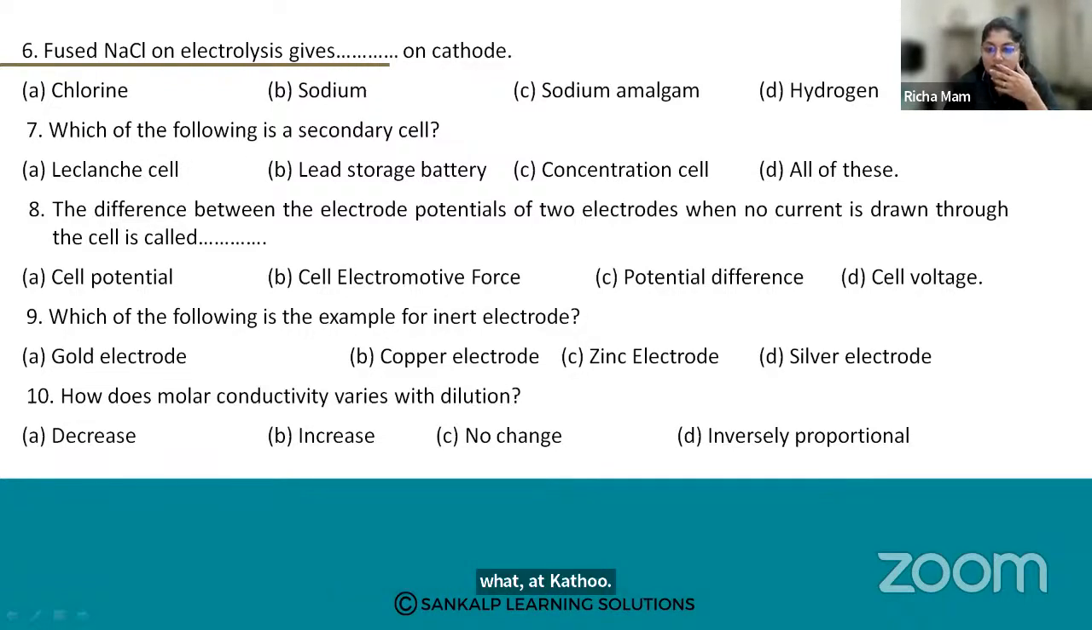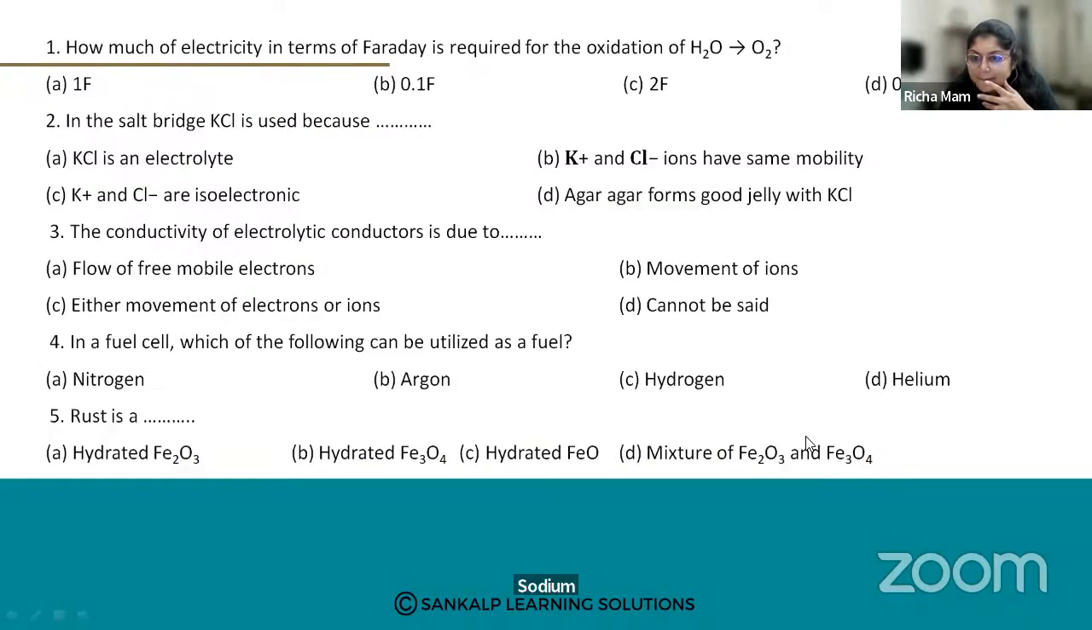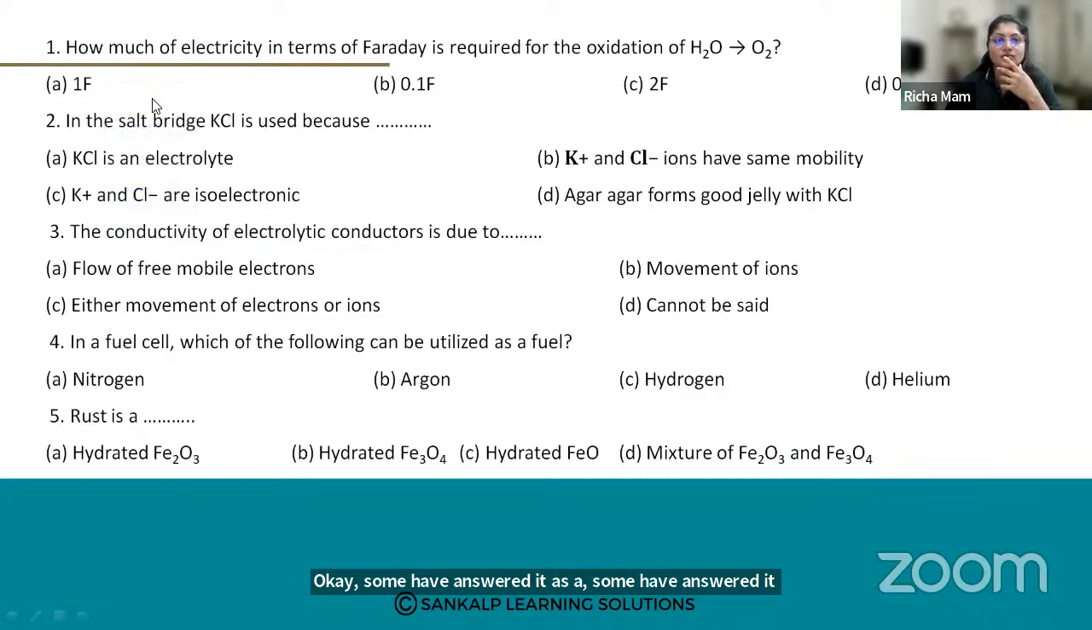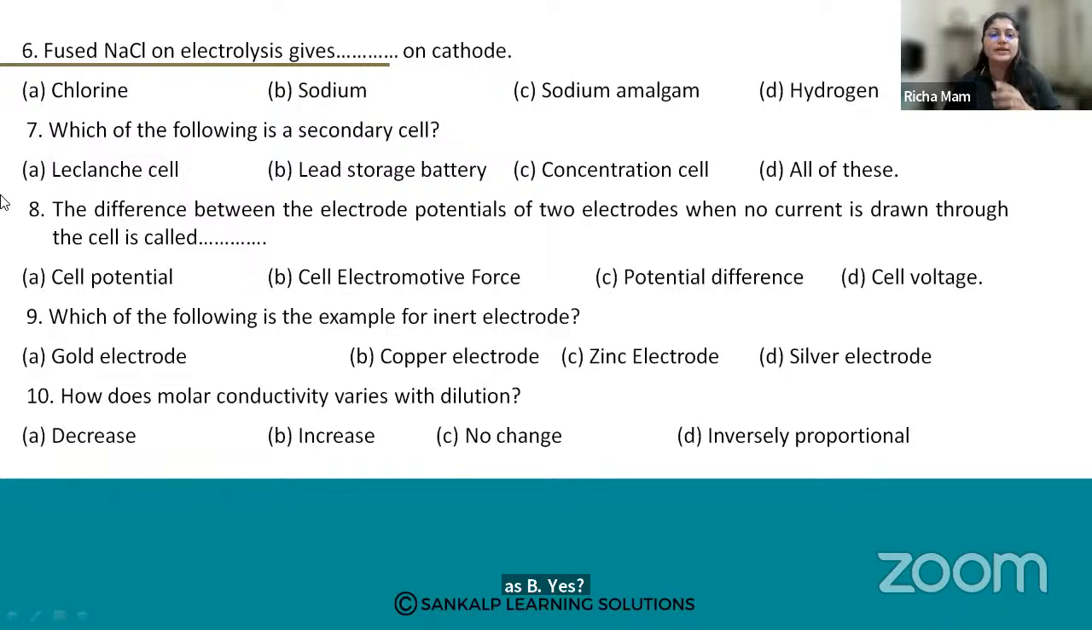Okay, I've got the answers. Sodium. Some have answered it as A, some have answered it as B. Fused NaCl on electrolysis gives A chlorine, B sodium, C sodium amalgam, and D hydrogen. So I'll tell you the answer.